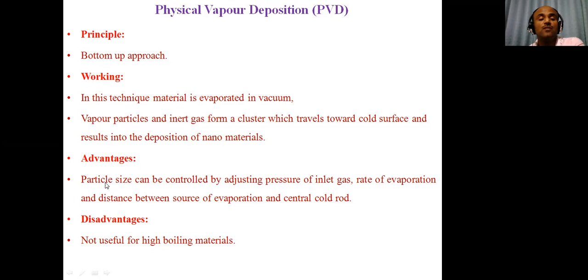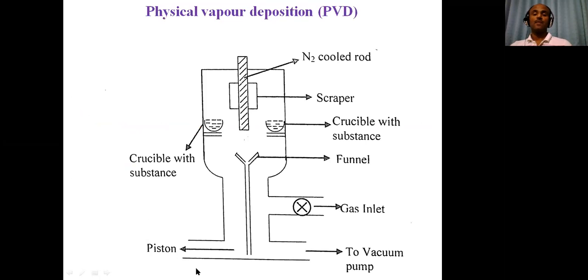What are the advantages? Advantages of this method include that particle size can be controlled by adjusting the pressure of inlet gas, rate of evaporation, and the distance between the source of evaporation and the central cold rod. What are the disadvantages? This method is not useful for high boiling material. Now this is the simple schematic diagram of this physical vapor deposition reactor, in which at the bottom we have a vacuum pump as well as a gas inlet, and here we have a crucible, and a heating arrangement is provided to this crucible.